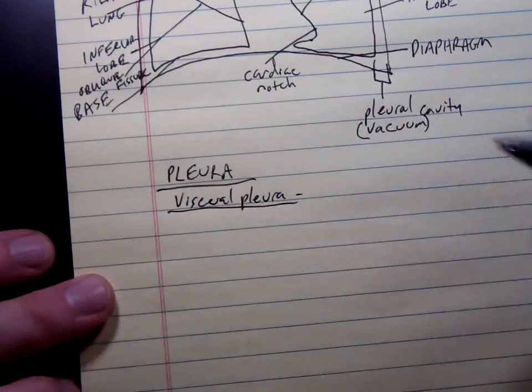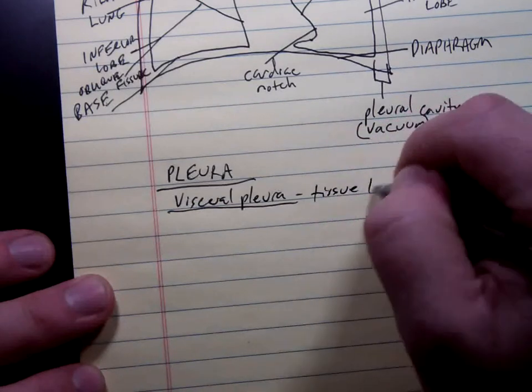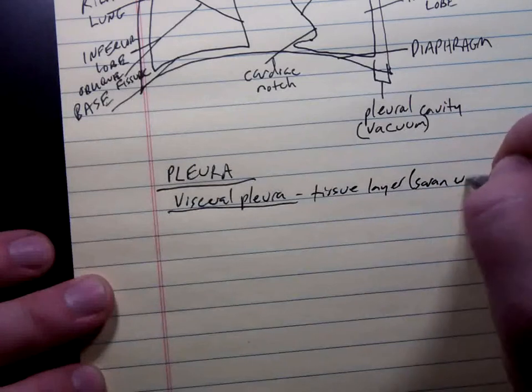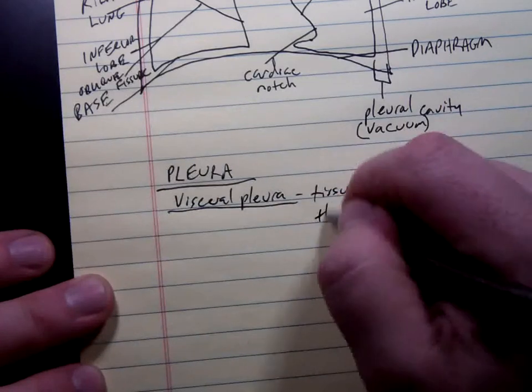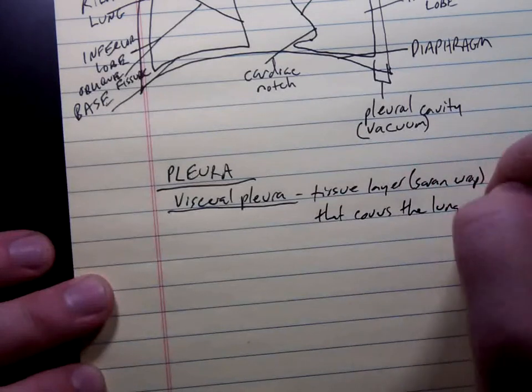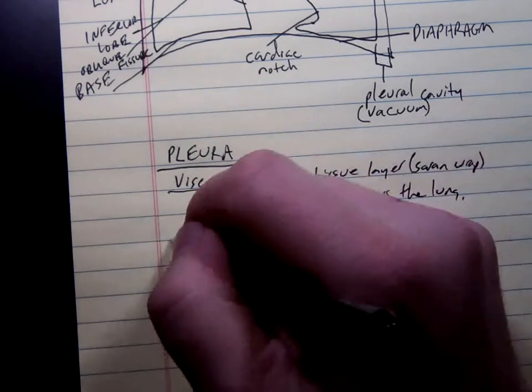Visceral pleura is the tissue layer, saran wrap, that covers the lung. Okay. But in addition to that, we have one that lines the chest cavity, and that's called the parietal pleura.